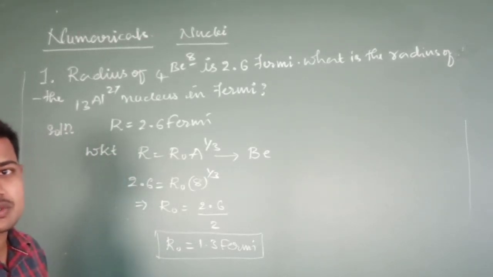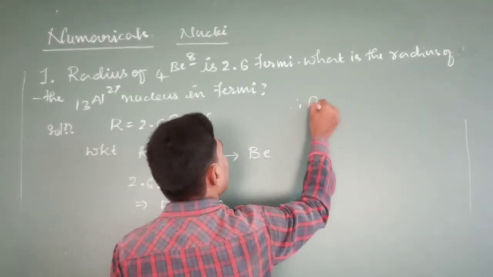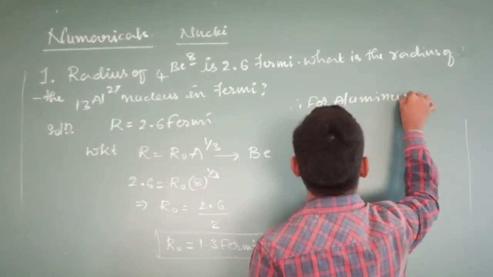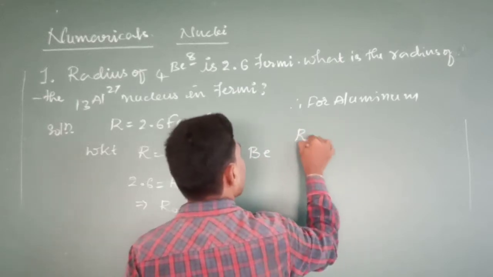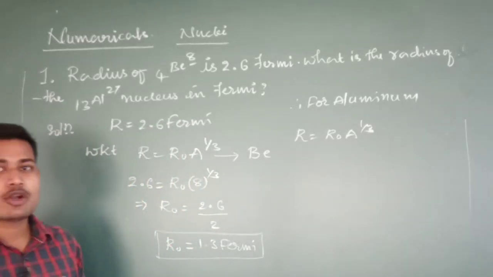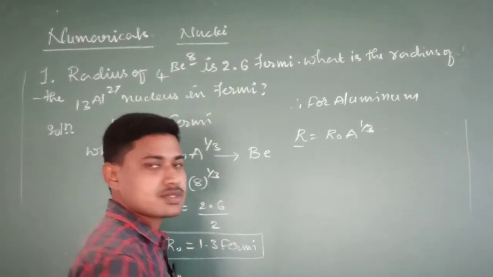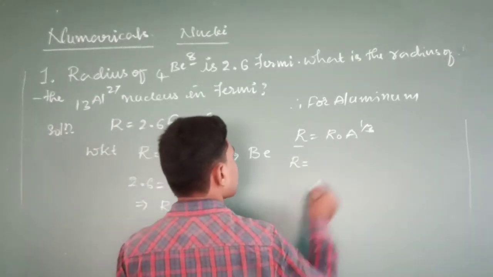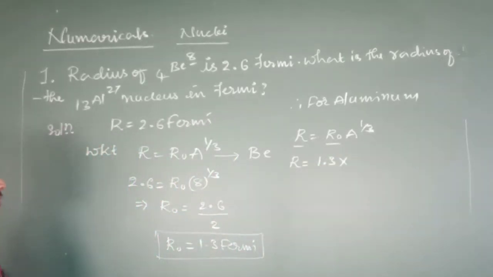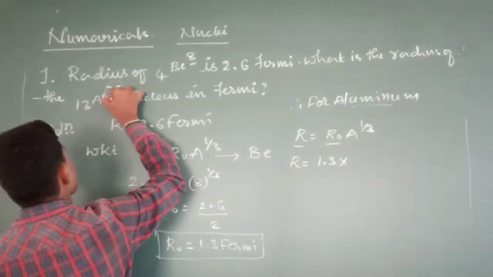So what is the use of this? I will tell you. Therefore, for aluminium, R is equal to R naught A to the power of 1 by 3. I want R of aluminium. So how to find R of aluminium? R is equal to R naught, which just now I got as 1.3 Fermi, into the mass number of aluminium, that is 27.